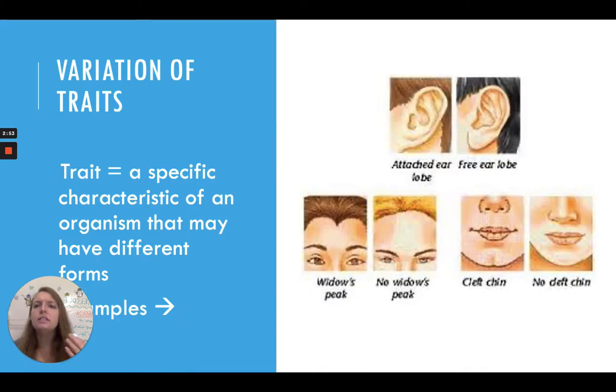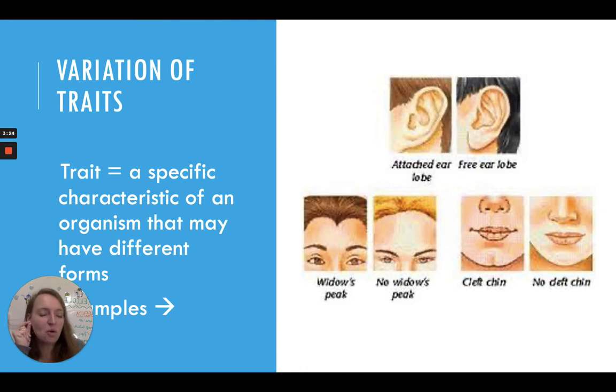So specifically, when we zoom into it, we're looking at variation of traits. There are traits, so specific characteristics of an organism that have different forms. So for us as humans, you can see here, we've got a picture of some ears. And I definitely encourage you to check. Ears are weird. If you're ever out, take a look at people's ears. Totally weird. Different shapes. But let's focus on earlobes, okay?